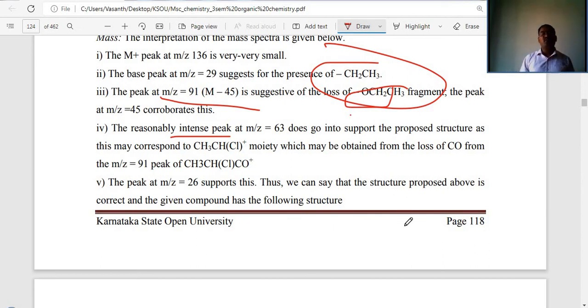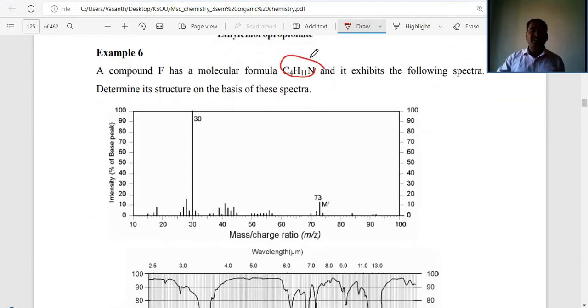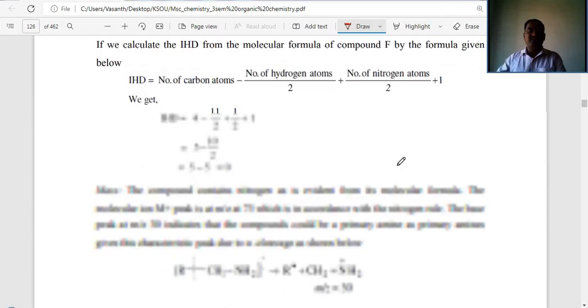thus goes to support the proposed structure, as this may correlate to CH3CHCl moiety, which may be obtained from the loss of CO from the m/z 91 peak of CH3CHCOCl. This is all example 6. Yes, we go through that.